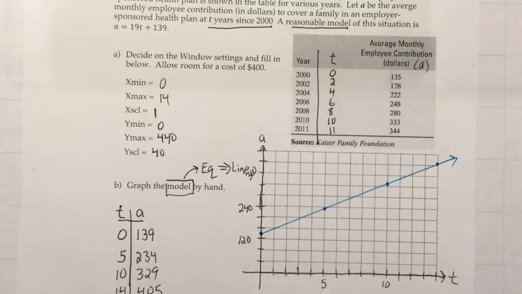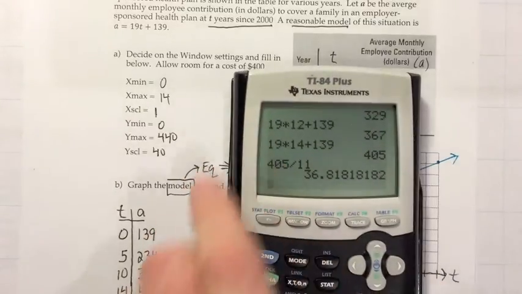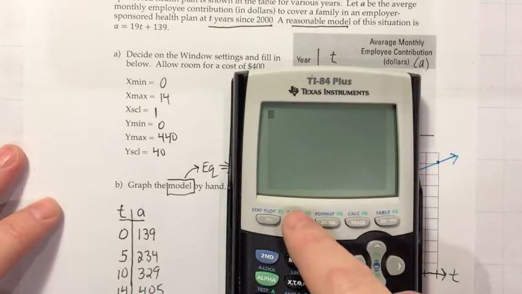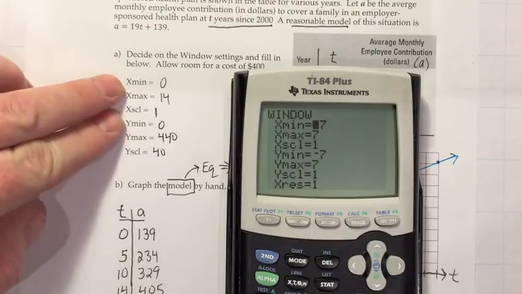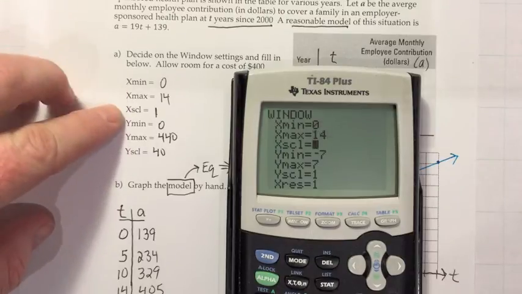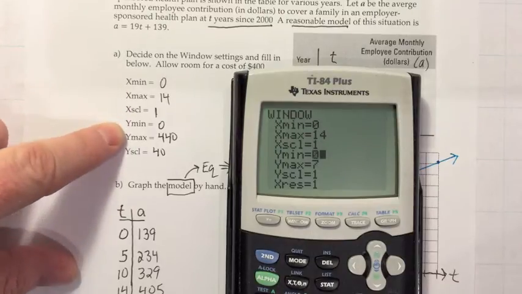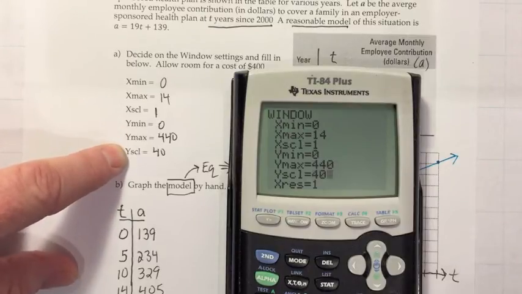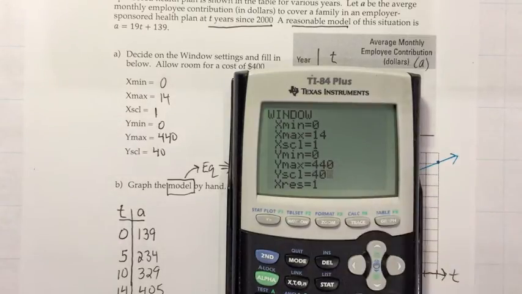So I don't see them asking me to do this here, but let's draw this on the graphing calculator so that we can see that we have a good match. So first thing is let's set up the window. So let's go from 0 to 14 with a scale of 1. And then from 0 to 440 with a scale of 40. And again, don't worry about resolution.